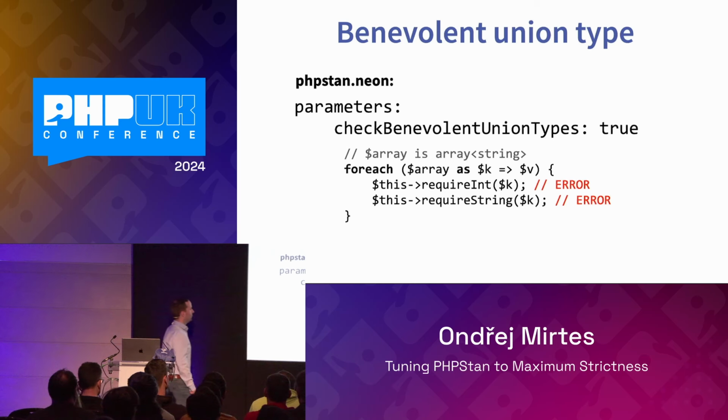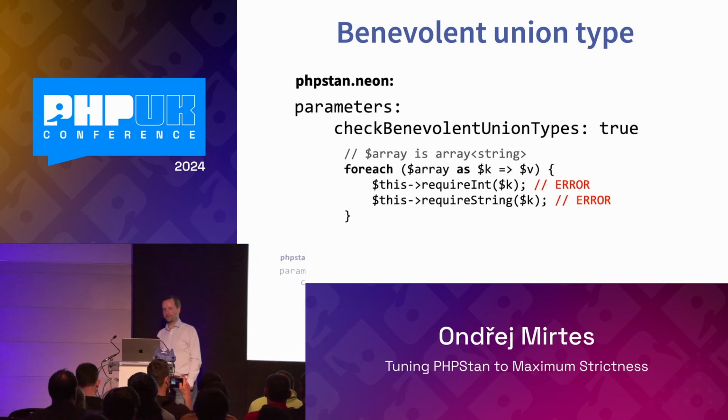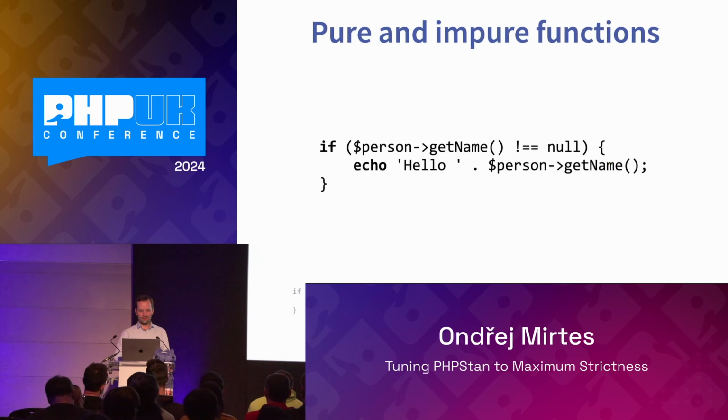So if we are iterating over an array with unknown keys, and we want to have an error in these examples, then you need to set checkBenevolentUnionTypes to true. And once you do it, you will understand why it's not a default. Okay. The next topic is a little bit bigger.